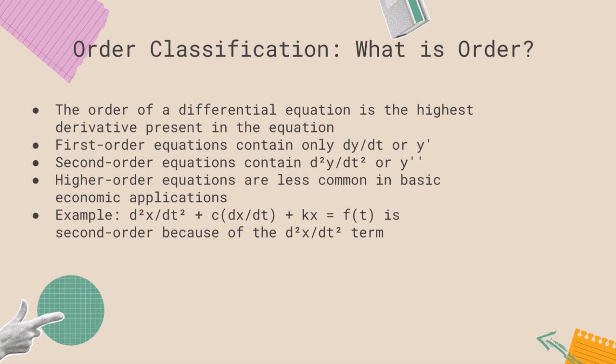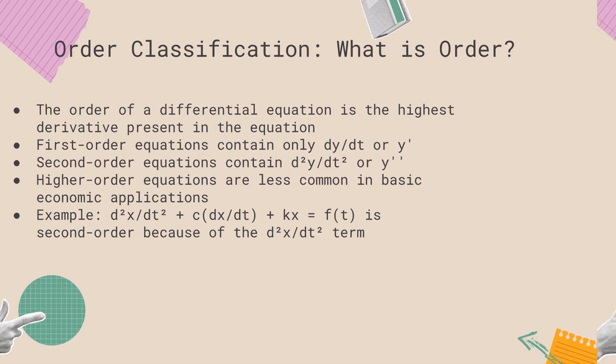Next, we classify by order, which is the highest derivative present in the equation. First-order equations contain only the first derivative, like y prime. Second-order equations contain the second derivative, like y double prime. Higher-order equations are less common in basic economic applications.